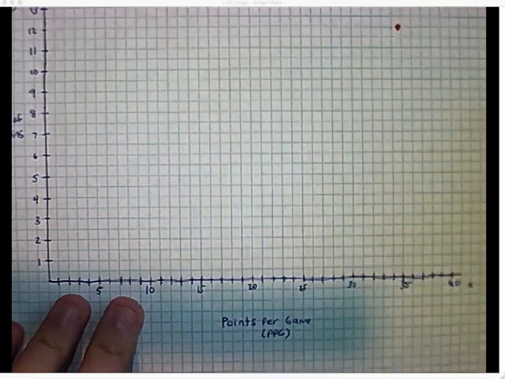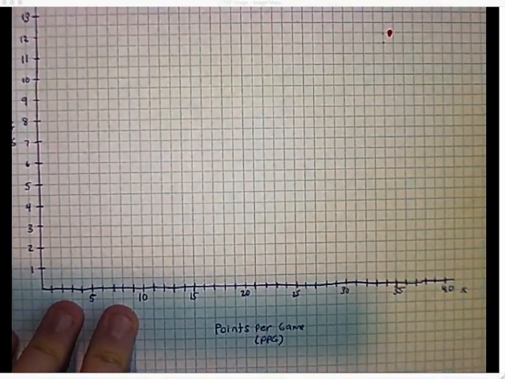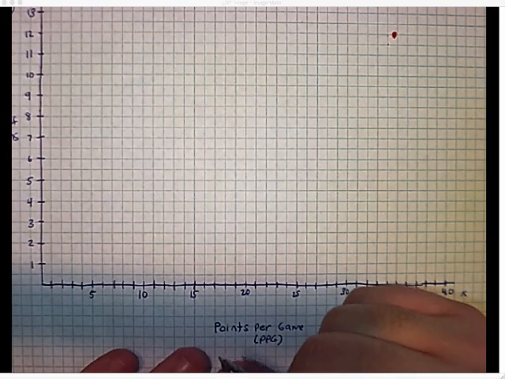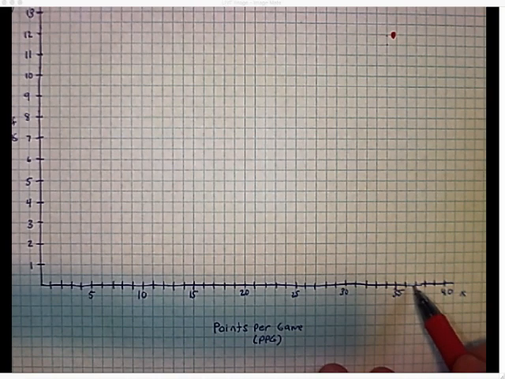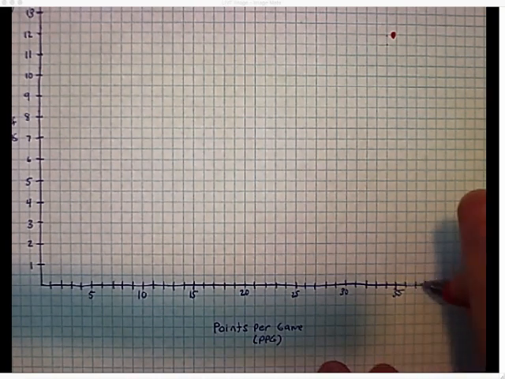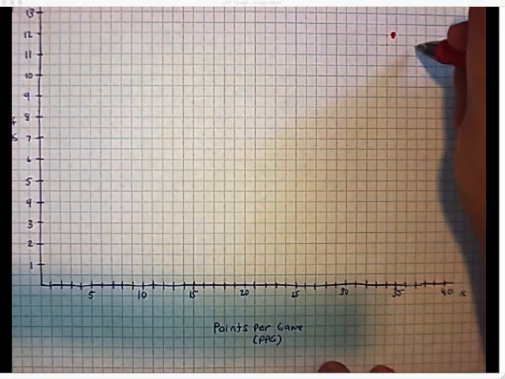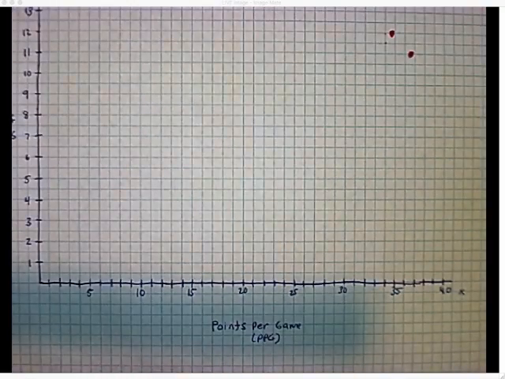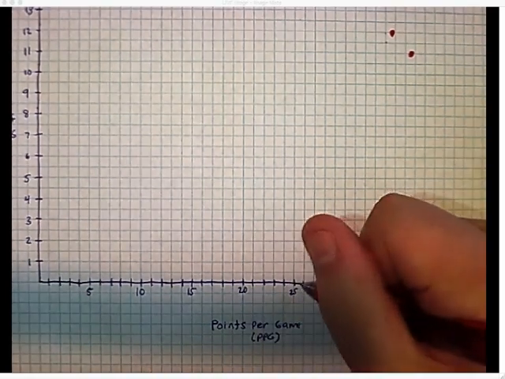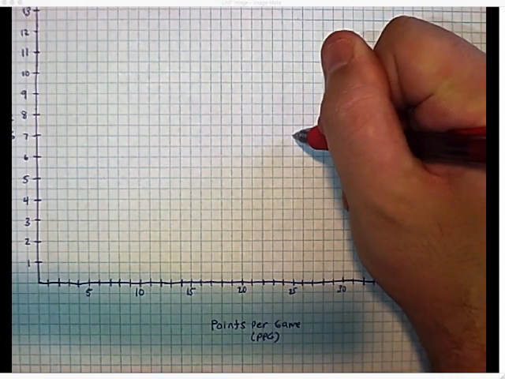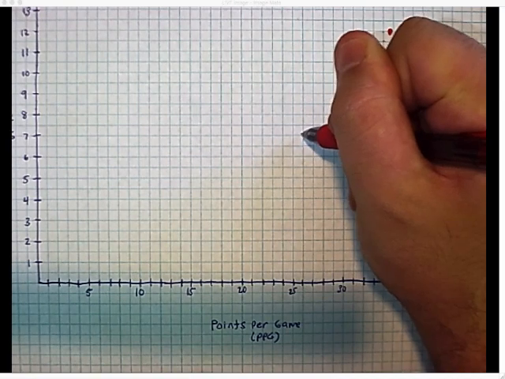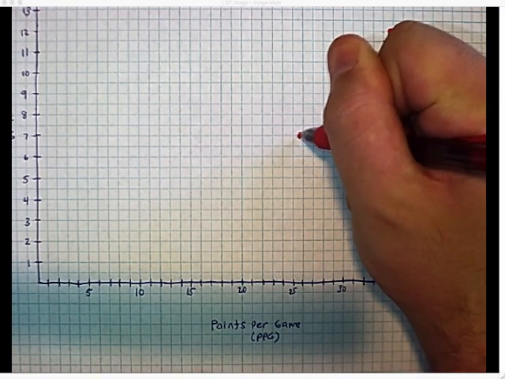I'm going to represent that with a dot. Okay, Arkansas, they had 36.8. Take that up to where it hits 11 wins. That dot represents Arkansas. Auburn, 25.7. Here's 25, take it up till I hit 7. That dot represents Auburn.